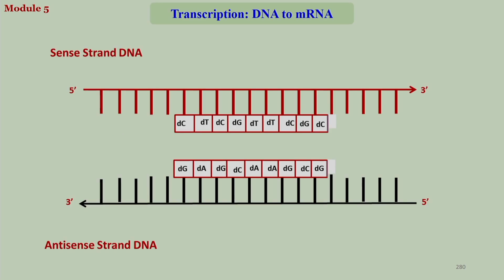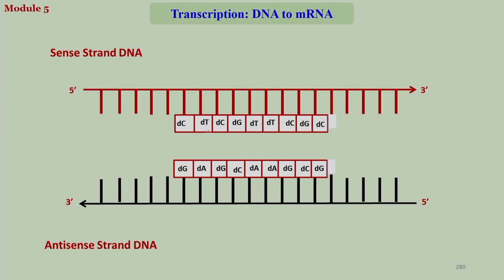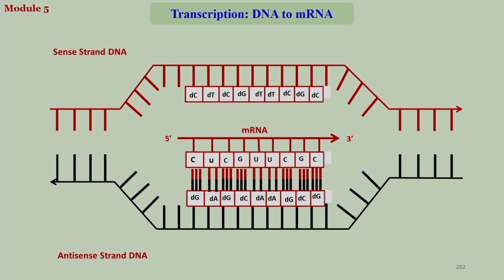So, it is given here: sense strand 5' to 3', antisense strand 3' to 5'. And let us take a sequence. Here I have only written a portion of the sequence, not the whole one. So, CT, CG, TT, CG, C, and this is of course the opposite sequence. This is the double helix DNA, your gene that contains the information. Now, you need to synthesize the mRNA, and that is done via this.